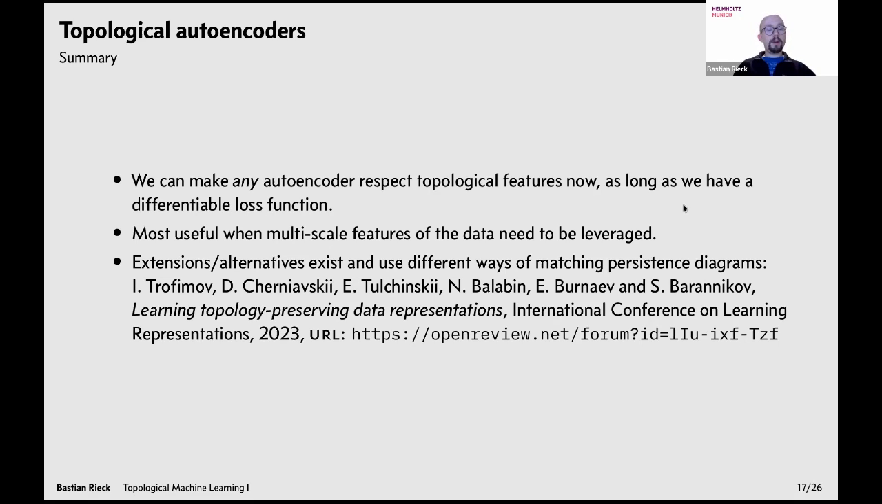I also want to point out great work by my colleagues, Ilya Trofimov and colleagues, who have an alternative or an extension, depending on your point of view, to this. There are different ways explored for matching the persistence diagrams. This is very recent work from last year's International Conference on Learning Representations. It's called Learning Topology Preserving Data Representations. It essentially continues our work and shows where the topological autoencoders framework can fail, in what configurations it fails, and how to address and solve that. It's really nice work, and you should consider checking it out.